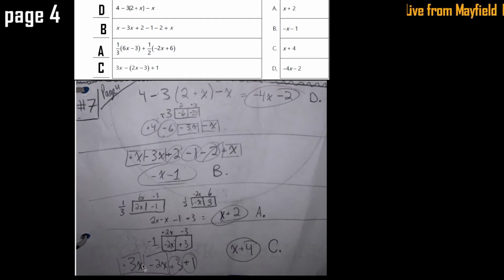So we have 3x minus 2x plus 3 plus another 1. Again, that should simplify to x plus 4.